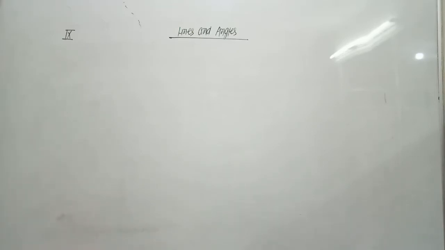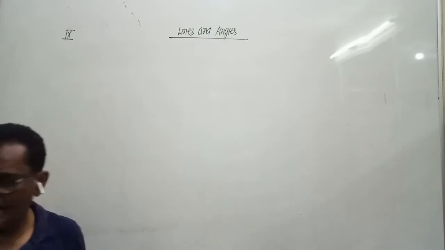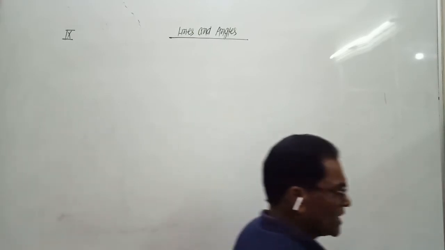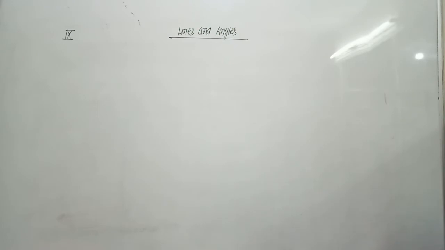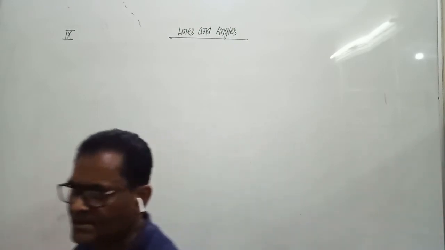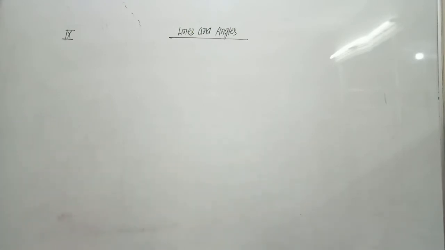We continue the chapter lines and angles, and we have completed exercise 6.2. Now we'll do exercise 6.3. But before doing this exercise, we discuss the theory part and we talk about the triangles and its types.